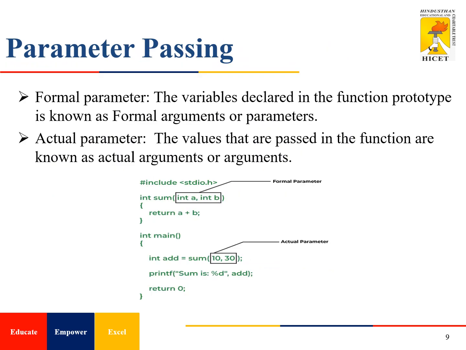Parameter passing. Parameter passing is nothing but, whenever you are calling a function, you have the actual parameter, right? And that actual parameter is assigned to the formal parameter. Here in this example, 10 and 30 are assigned to a and b. So that is called parameter passing.